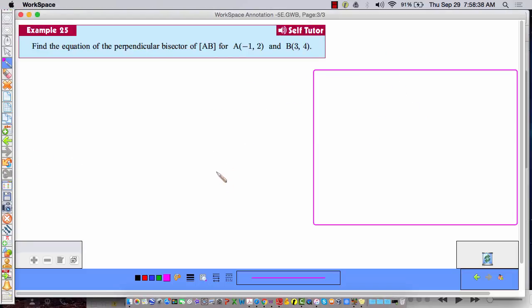All right, so let's take a look at this. Find the equation of the perpendicular bisector of AB for A equal to (-1, 2) and B (3, 4). The perpendicular bisector is a line, so we are finding the equation of a line. We need the gradient of that line and a point on that line. If it's going to be the perpendicular bisector, we need the midpoint of the line segment AB.